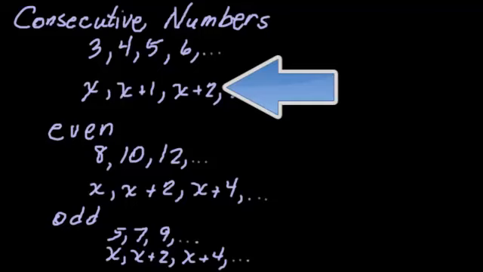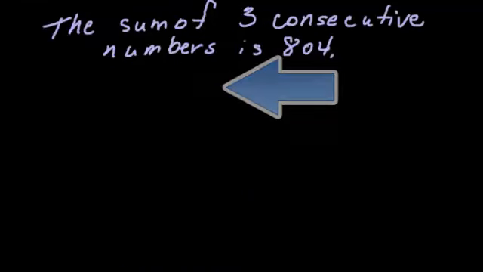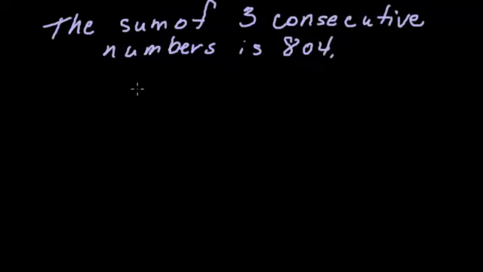Alright, next we're going to do a problem involving these consecutive numbers. My problem that I chose is: the sum of 3 consecutive numbers is 804. So if we wanted to list this out in a mathematical model, we'd start with the very first number. That would be x. And this is listing 3 consecutive numbers. So the next number in that list would be x plus 1. And the next number would be x plus 2.